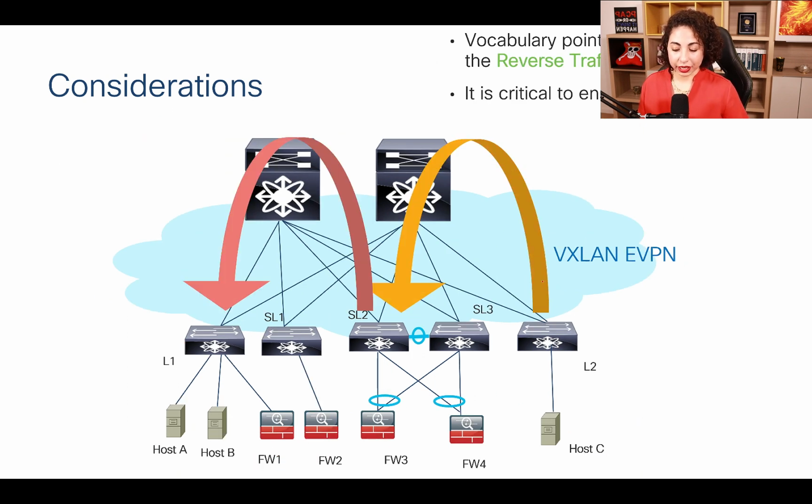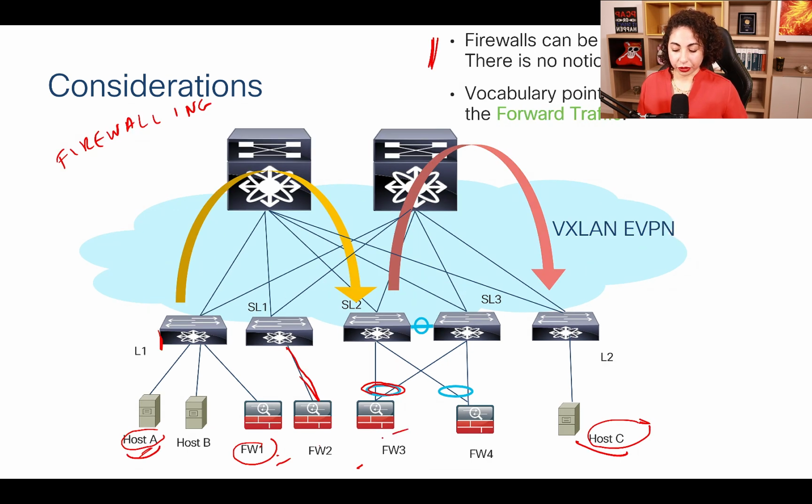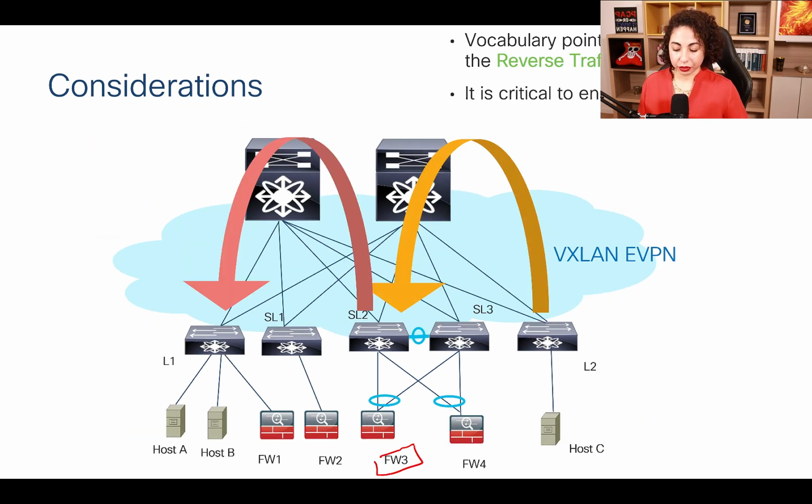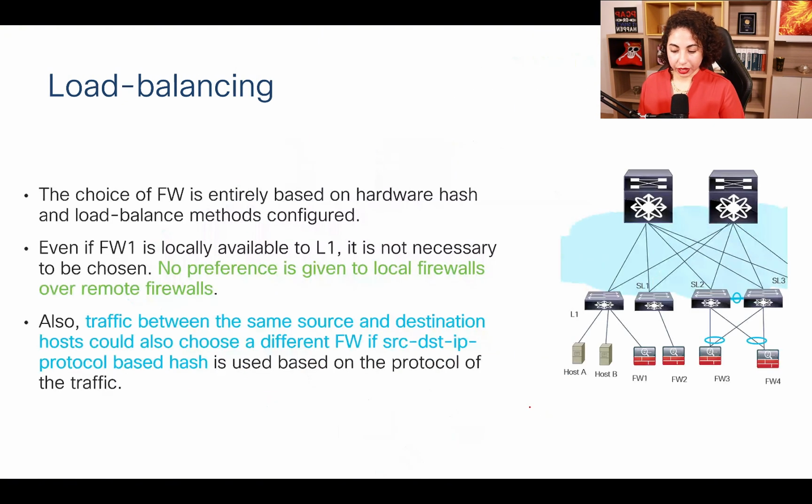The only thing that matters, again, is that we pick the same firewall for the return traffic as for the forward traffic. So here we picked the firewall 3 for the forward traffic. So the return traffic also picks the same firewall. So this is what I summarized there, that we have no affinity, meaning that no preference is given to local firewalls over remote firewalls. The algorithm, what it takes into account, is the source destination IP protocol. We can just have the source destination IP. We specify the load balancing algorithm, like in most things in networking, but that's the idea.